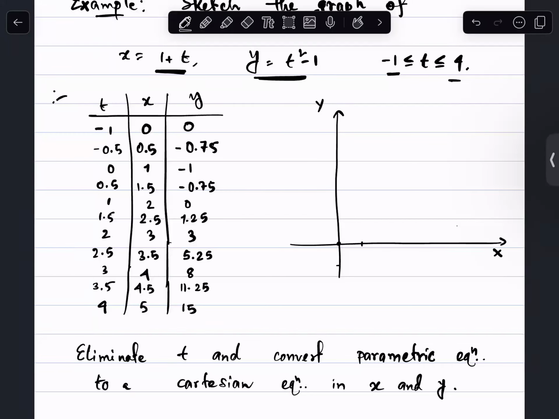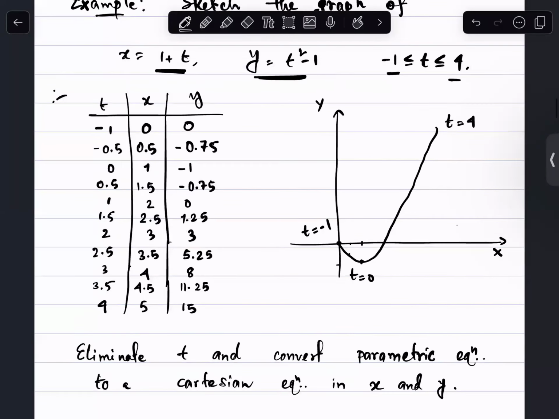Then I draw all of these points. So (0, 0) is the first point. The second point is (0.5, -0.75), and so on. If I draw all of these points, I'll get something like this as my graph. This point will be at t equal to 4. The point (0, 0) at the origin will be when t is -1. And when t is equal to 0, I'll get the lowest point of the graph. So more or less the graph will look like this.